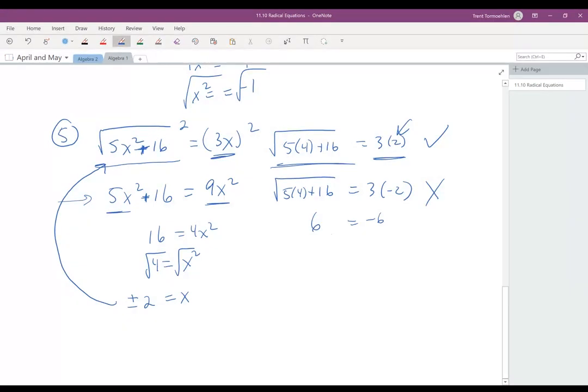But when you put a negative 2, remember the square root is inserted for you. So we're talking about the principal square root, or the positive square root. So when we plug in negative 2 here, negative 2 squared is 4 and we get 6 on the left, but we get negative 6 on the right. So negative 2 is not a solution. So the answer for this one is just x equals 2.